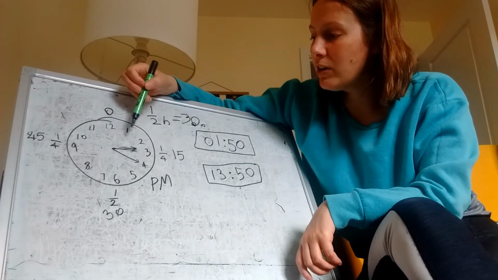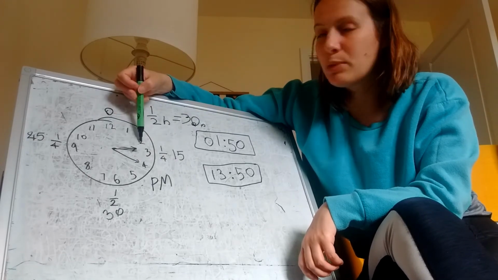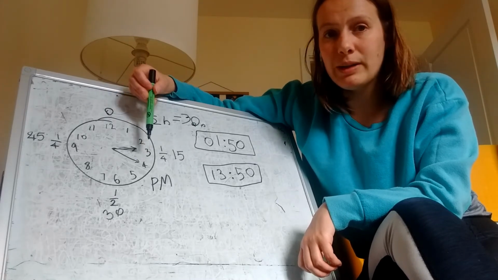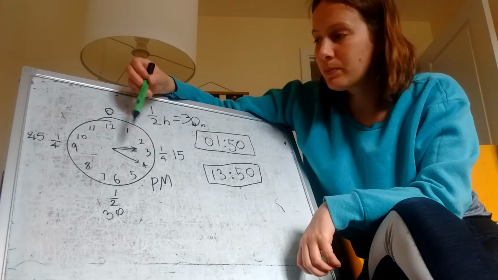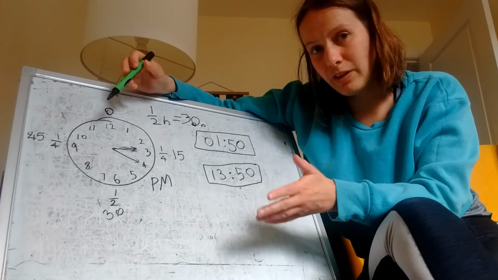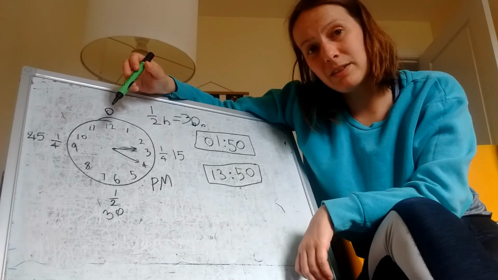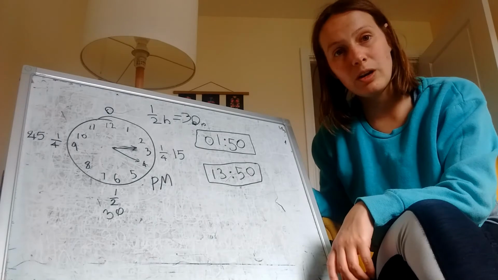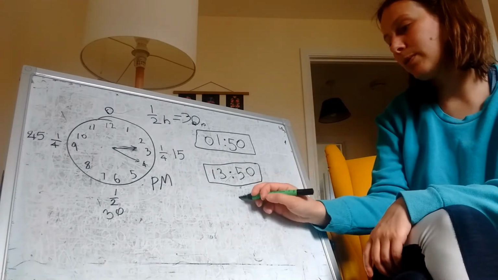Perfect. So I can read this clock now. My hour hand is just a bit past the 2 and it's at 20, so it's 20 past 2. So in half an hour, from 10 to 2, it will be 20 past 2. Let's have a look at how we would solve that using the digital clock, if that's a format that works better for you.